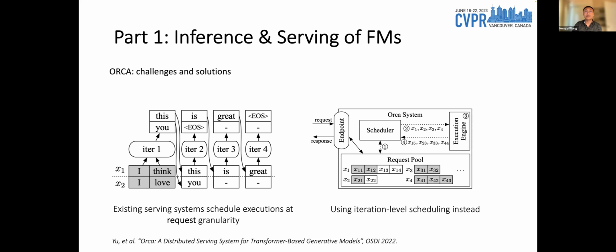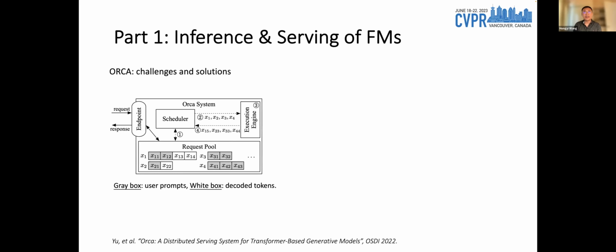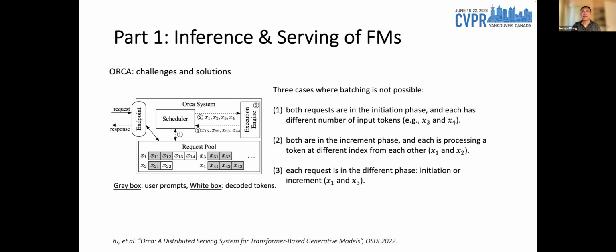So that's one idea. The second idea is that it's really hard to batchify the inputs together. Let's think about this example. Here we have X1, X2, X3, X4. The gray box is the user prompt, and the white box is the generated token by, let's say, GPT.